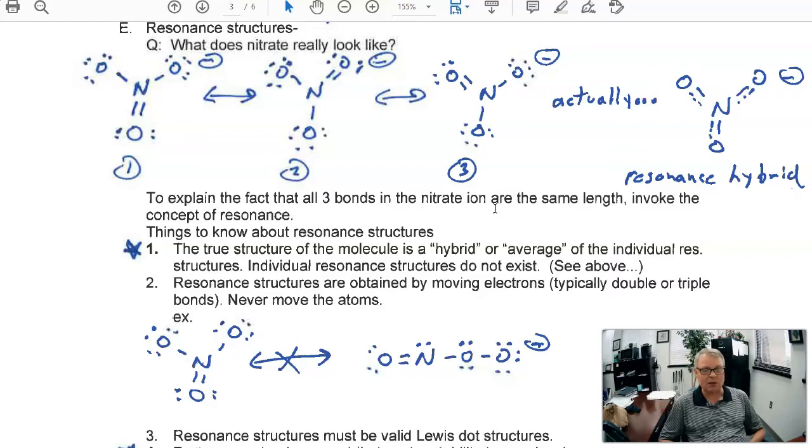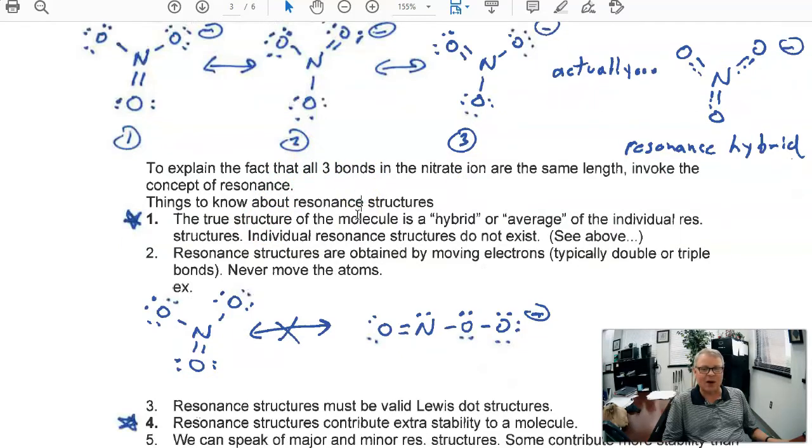But let's talk a little bit about what resonance structures are and what they mean and what you can predict from them. So to explain the fact that all 3 bonds in the nitrate ion are the same length, you invoke this concept of resonance. All right? Probably the 2 most important things to know, obviously you need to know all 5, but the 2 most important things that you need to know are, I put a little star by them for you here, okay, and they're kind of in bold, the numbers are.